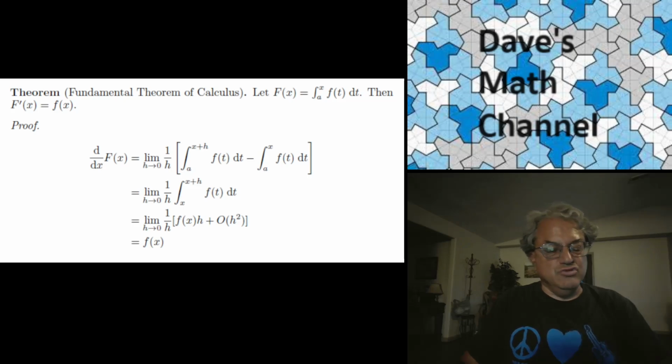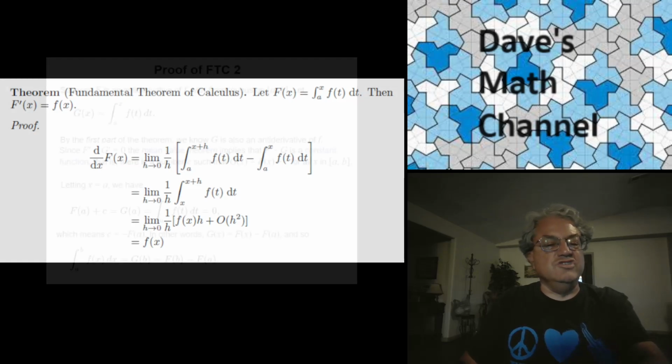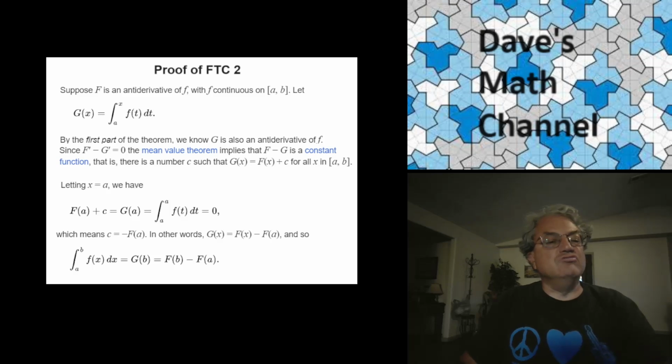Now you've seen the proof of the FTC1, which is the first version of the fundamental theorem of calculus. And the second version is very easy to get from the first. So here's the proof of the second version. Now what we're going to do is define this function capital G of x to be the integral from a to x of little f of t dt.